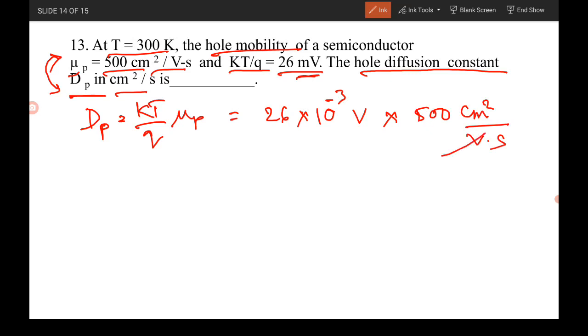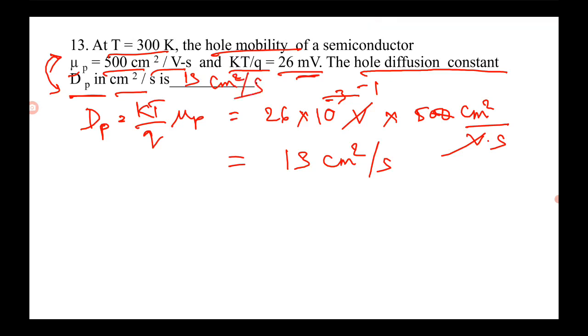So here volts get cancelled, and here the 10 to the power minus 3 remains with 500, and if we simplify it we will get 13 centimeter square per second. So it is quite a simple and straightforward question, that is 13 centimeter square per second.